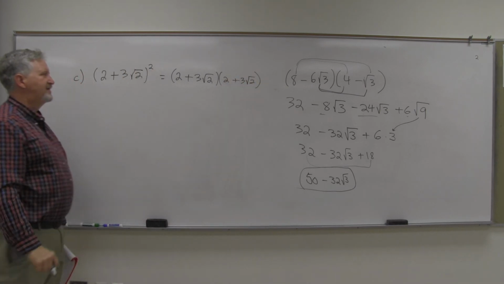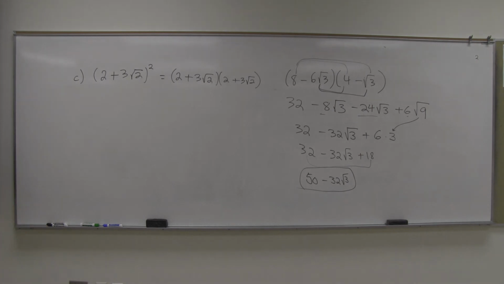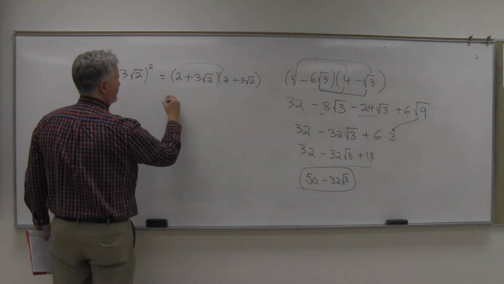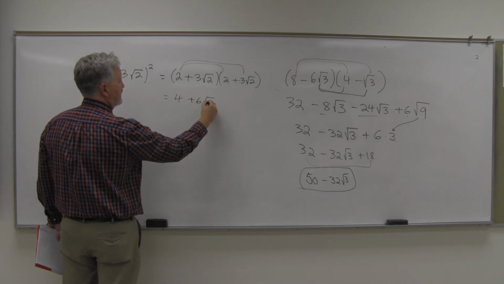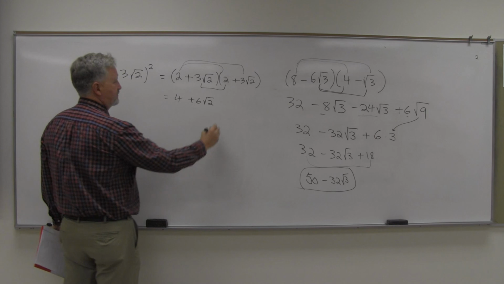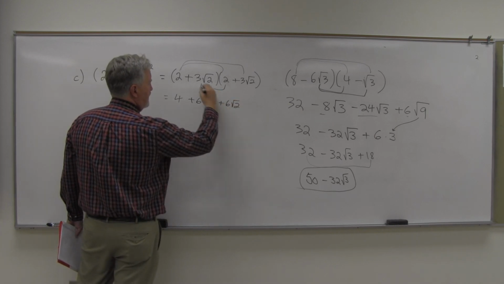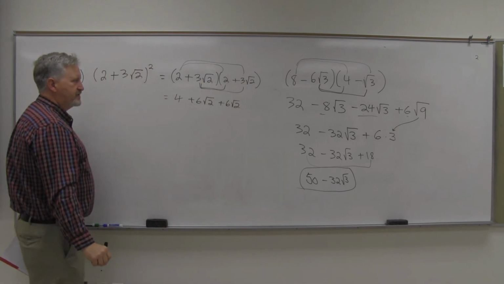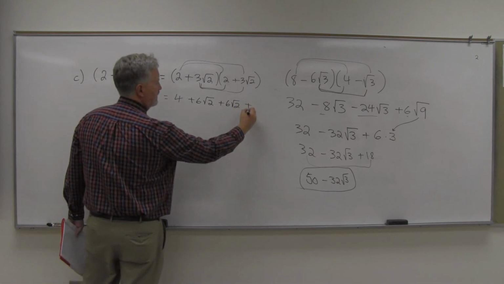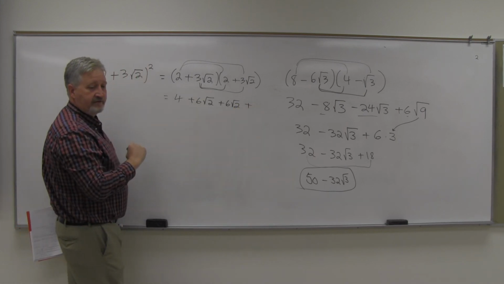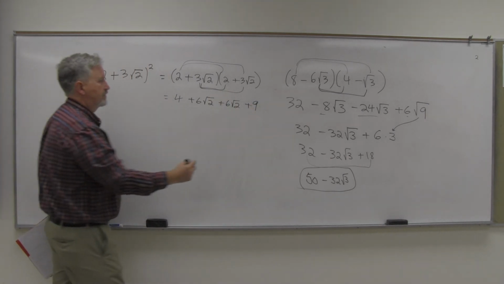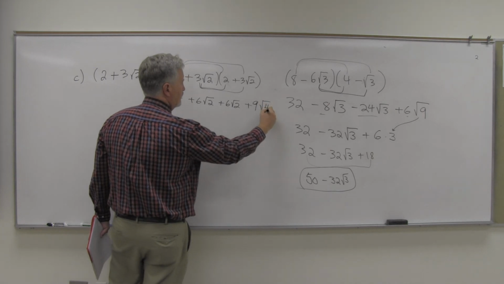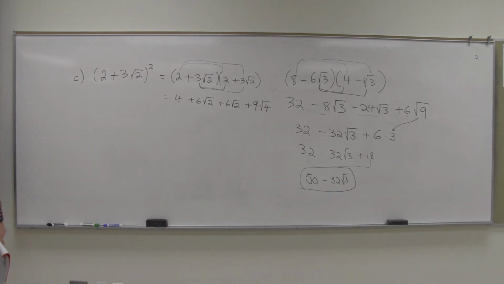And so that's going to be FOIL again. You got 2 times 2, that's 4. You got 2 times 3 square root of 2, that's 6 square root of 2. Then you got 3 square root of 2 times 2, so that's 6 square root of 2. And then 3 square root of 2 times 3 square root of 2, what do you got there? 3 times 3? 9. Square root of 2 times square root of 2? Square root of 4. Now we simplify.